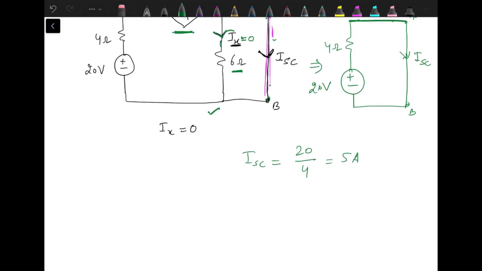Once we have the value of open circuit voltage and short circuit current, we can calculate RTH as the ratio of open circuit voltage to short circuit current. Open circuit voltage was 30, short circuit current is 5 ampere. So RTH is 6 ohm.